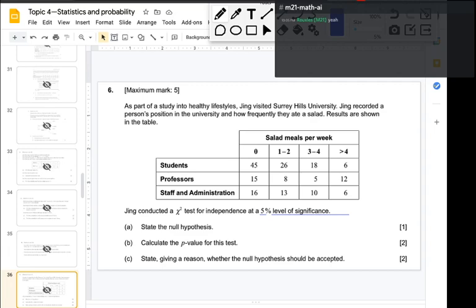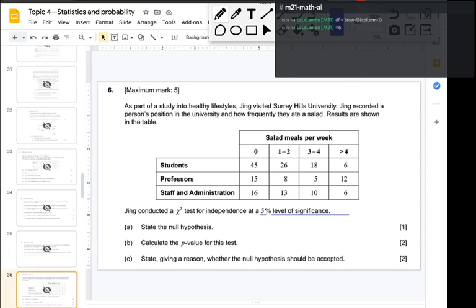So the null for chi-square test for independence is always that x and y are independent. In this case, it will be that the profession in university and how frequently they ate salad are independent. And then for D, you first write down the degree of freedom, which is rows minus 1 multiplied by columns minus 1. In this case, it will be equal to 6.